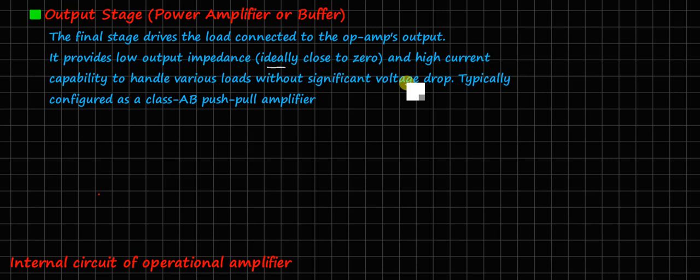How is the output stage designed? It will keep the output voltage, output resistance or output impedance as low as possible. Ideally it should be zero, but practically it won't be zero. Okay, and it has a high current capability to handle various loads without significant voltage drop. So this op-amp is designed in such a way that we should get the maximum amplified voltage from this. Okay, so that is the design of this op-amp.